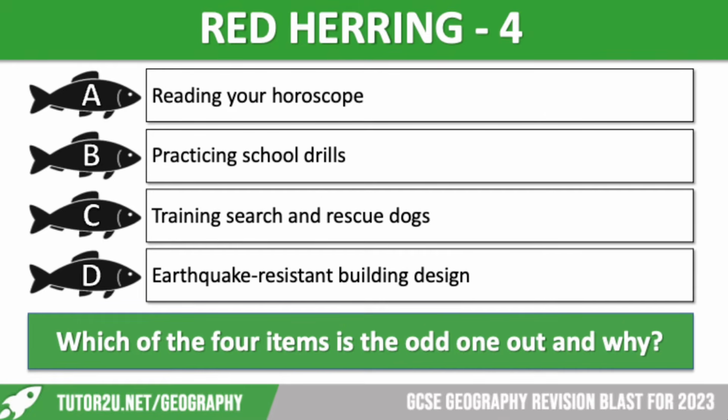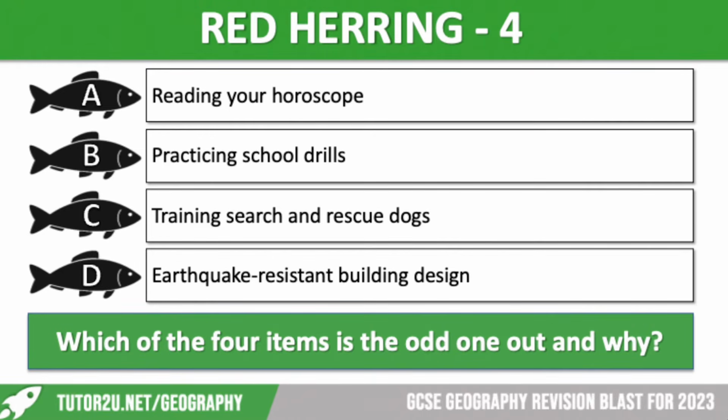Right, number 4. Which of the 4 items is the odd one out and why? We've got reading your horoscope, practicing school drills, training search and rescue dogs, and earthquake resistant building design. Which is the odd one out? Pause if you need to.